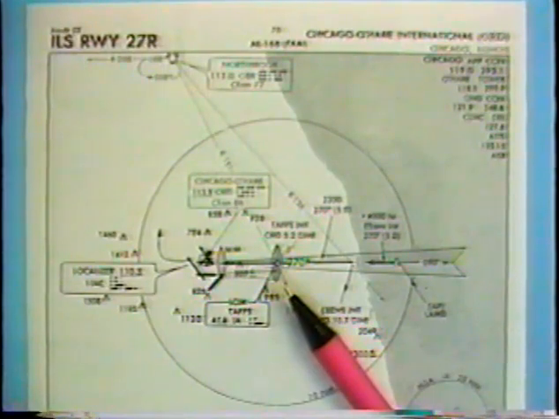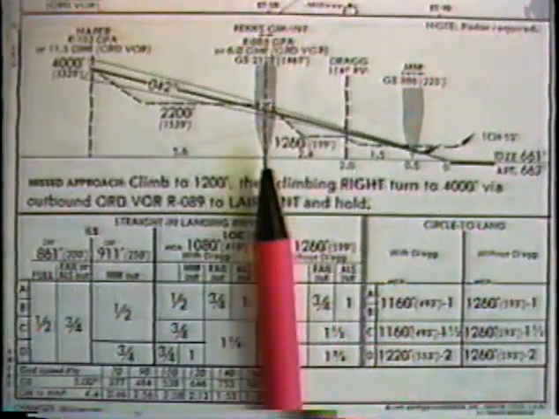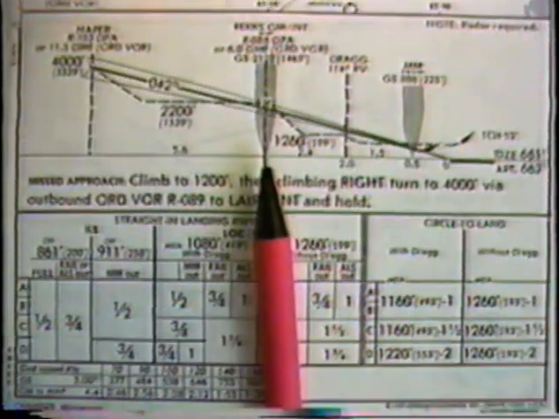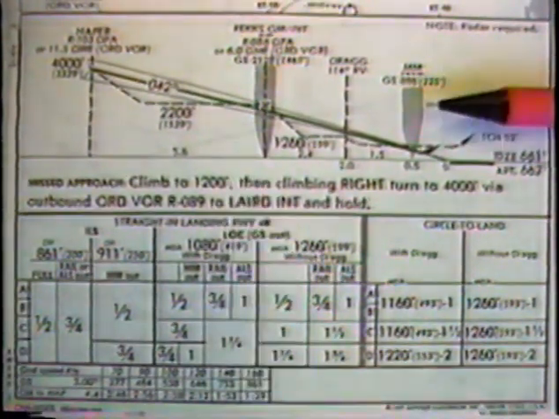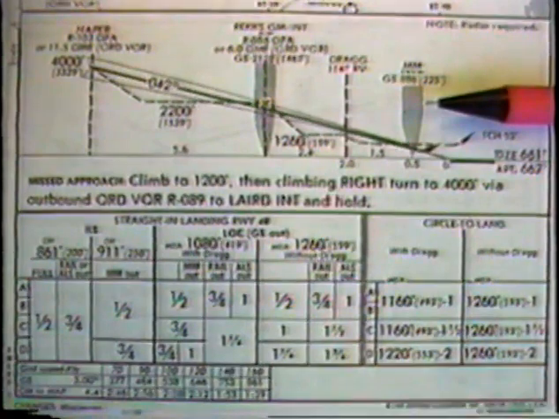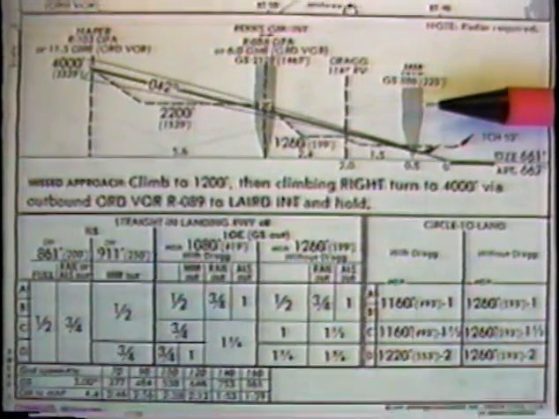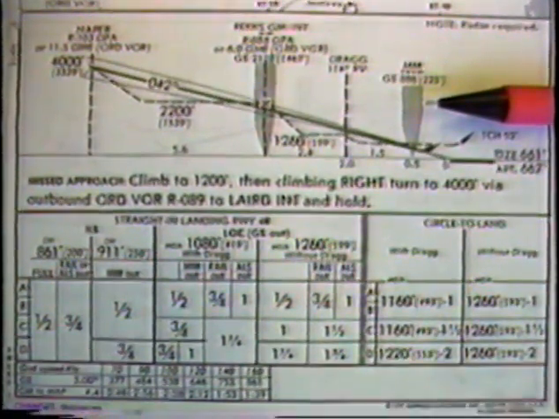The outer marker is roughly 5 miles from the runway, approximately where an aircraft at the intermediate approach altitude will intercept the glide slope. The middle marker is approximately 1/2 mile from the threshold, about where an airplane on the glide slope reaches decision height.